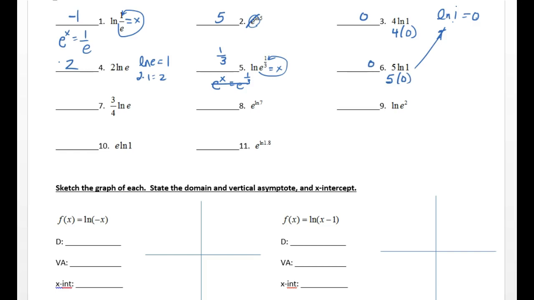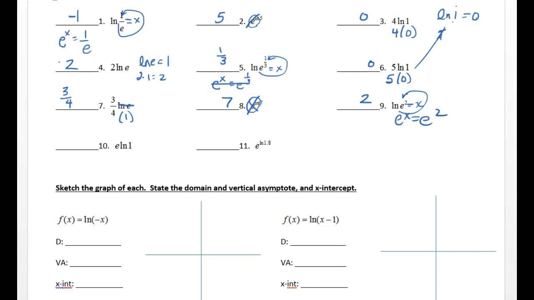3/4 times the natural log of e. Well, that's 1. Natural log of e is just 1. So 1 times 3/4 is 3/4. Number 8. E raised to the natural log of 7. Again, these two cancel out, so my answer is just 7. Natural log of e squared. You need to put an x over there so you can see it's saying e to what power is e squared? Well, it's squared, just 2.